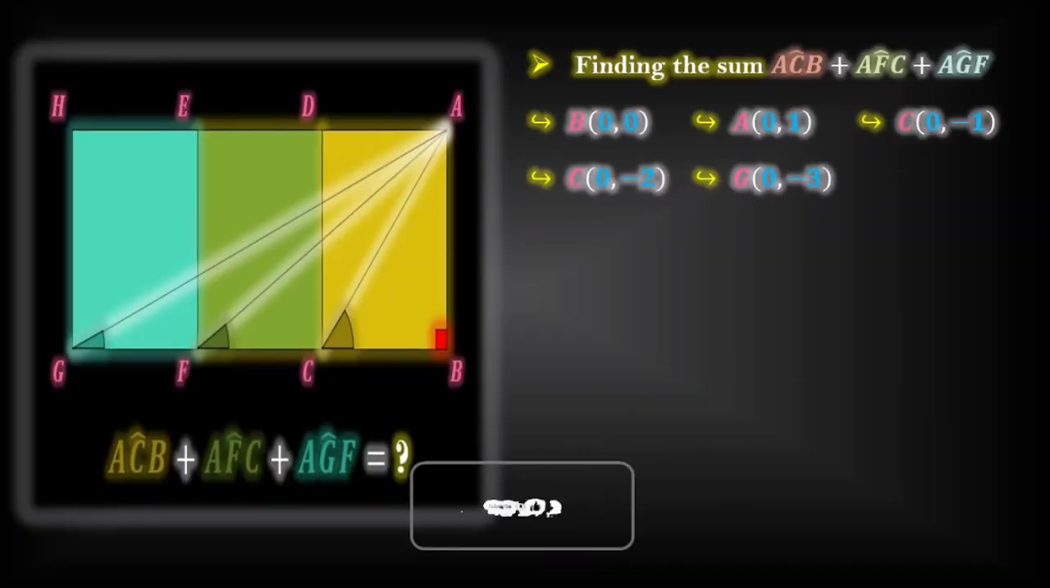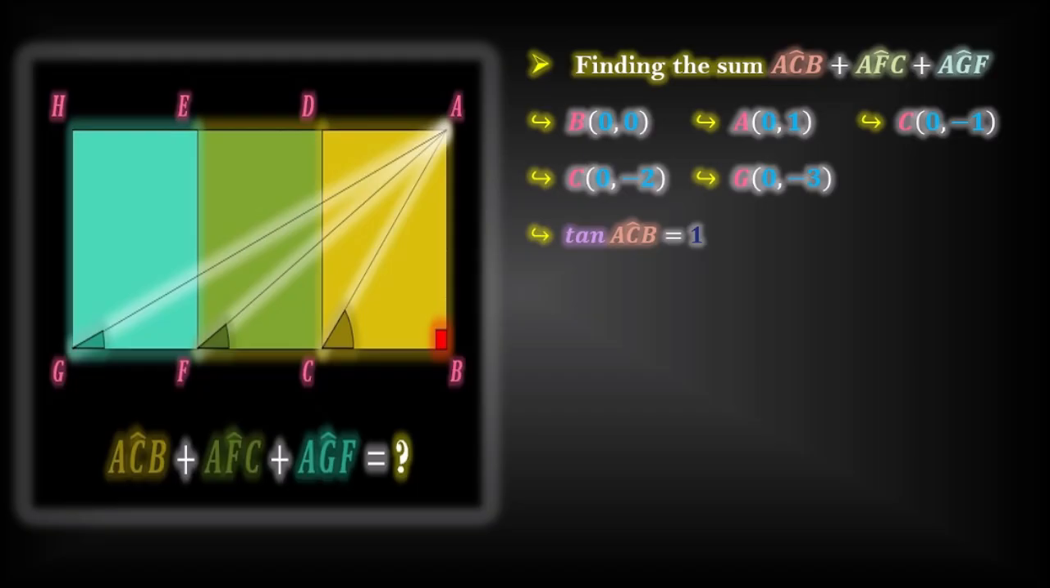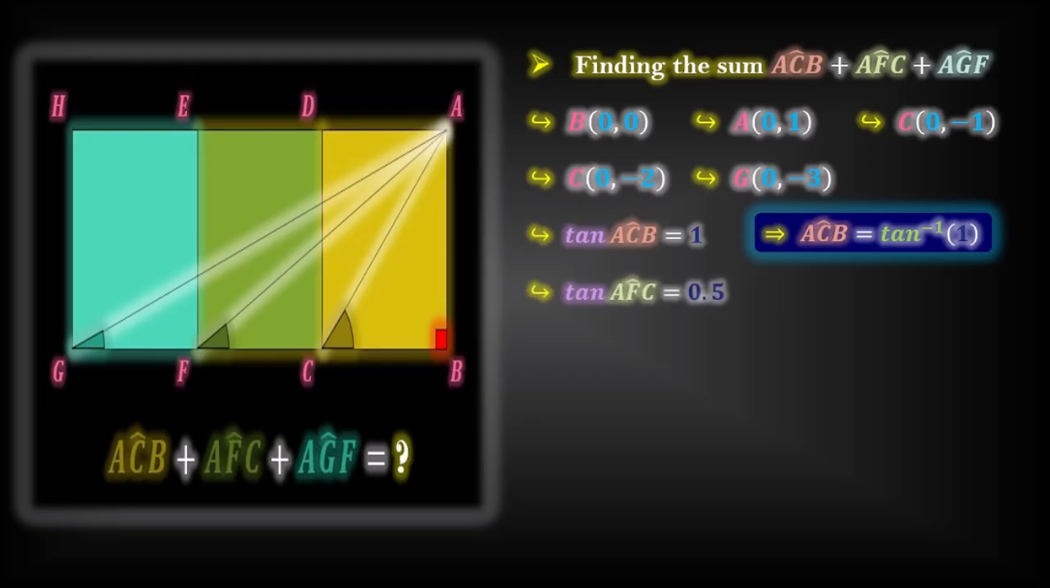All three angles are measured between a segment coming from point A and the horizontal line. For angle ACB, the vertical change is 1 and the horizontal change is 1. So the tangent of angle ACB equals 1 divided by 1, which equals 1. Therefore, angle ACB equals arctangent of 1. For angle AFC, the vertical change is 1 and the horizontal change is 2. So the tangent of angle AFC equals 1/2. Therefore, angle AFC equals arctangent of 1/2.